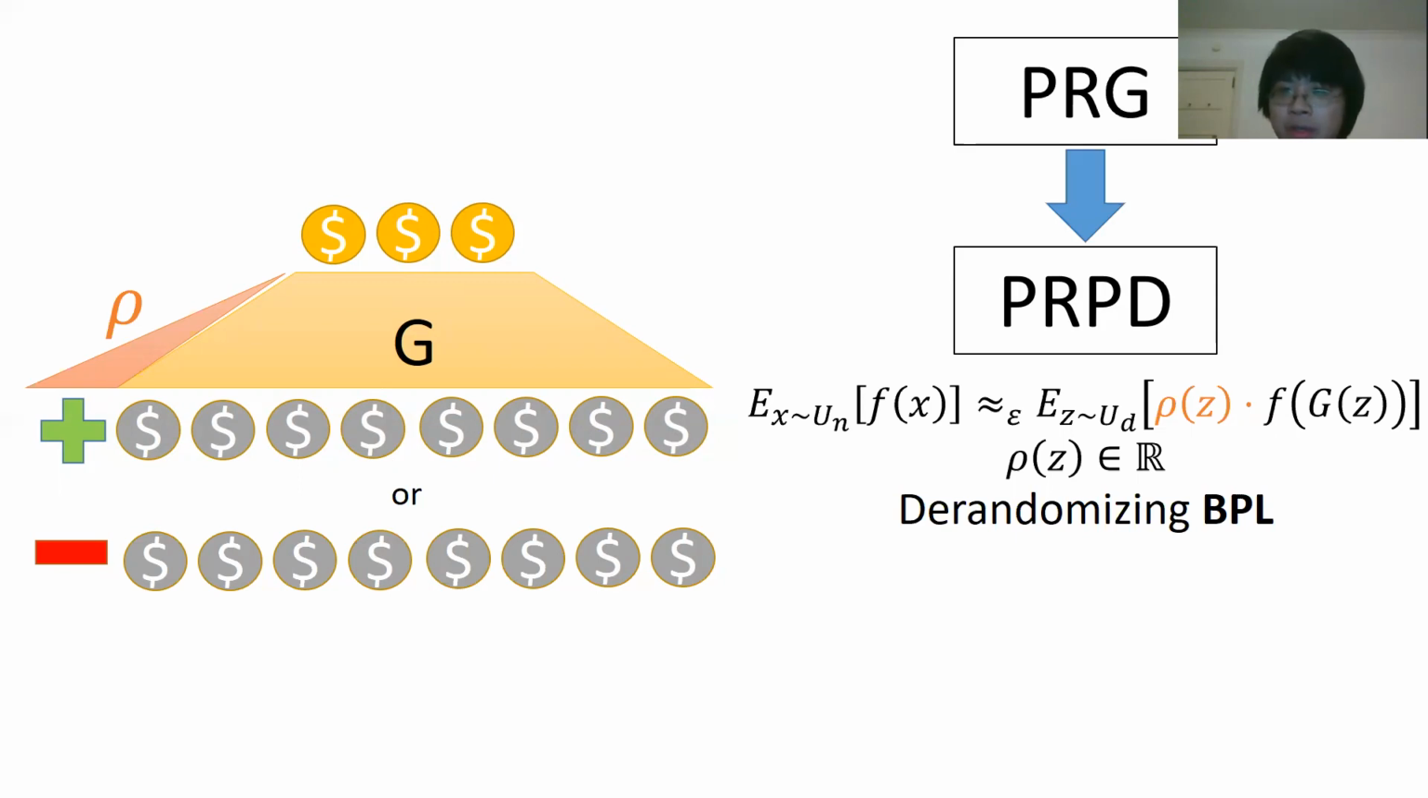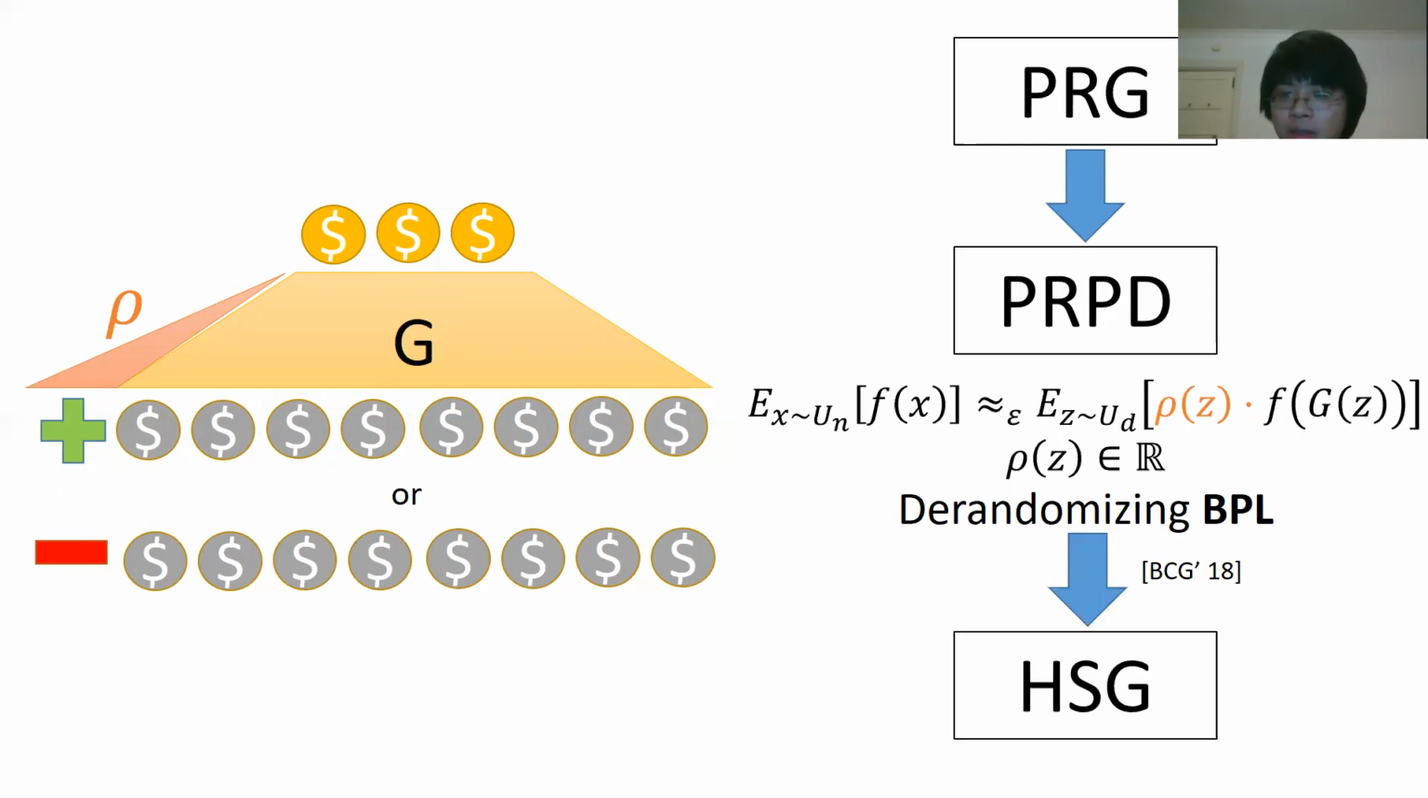And obviously, a PRG will imply a pseudorandom pseudo-distribution by taking the weight rho to be 1. And Braverman, Cohen, and Garg observed that in a pseudorandom pseudo-distribution, the generator G is also a hidden set generator.